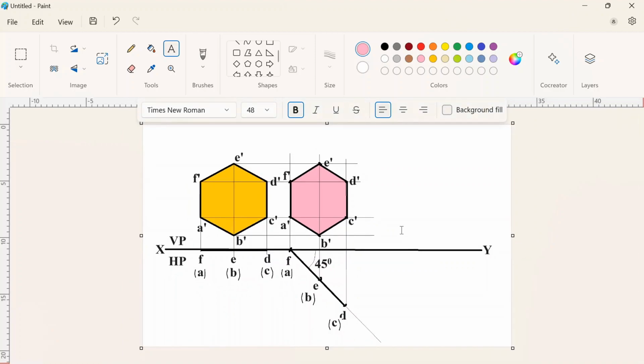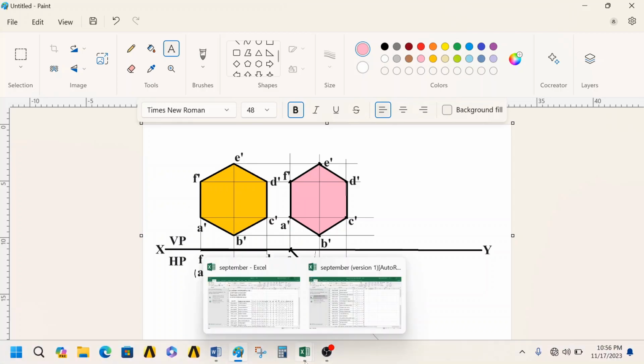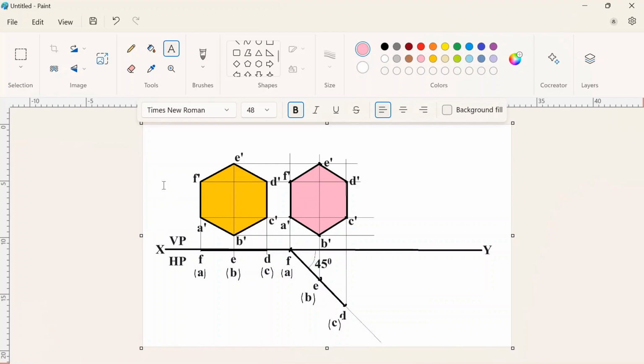After doing it, you should write scale 1:1, all dimensions are in millimeter, and the most important thing is the dimension of this hexagonal plane. Any one side, you should mention the dimension 30 mm. For example, A dash to F dash, what is the distance? Means 30 mm is the side. That's all. Thank you very much. This is projections of planes, which is a plane inclined at a certain angle with VP and perpendicular to HP.